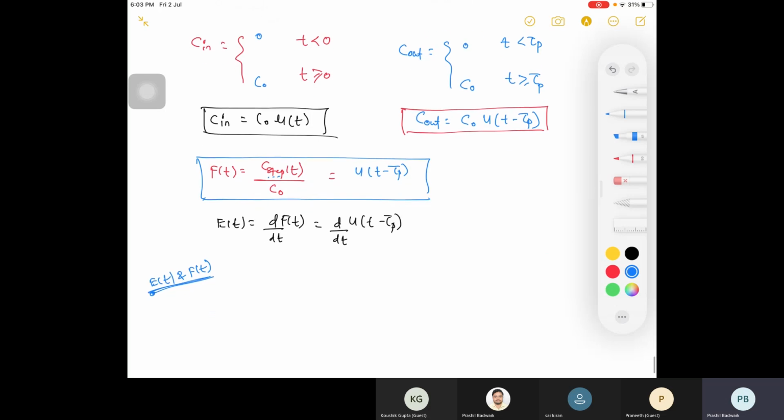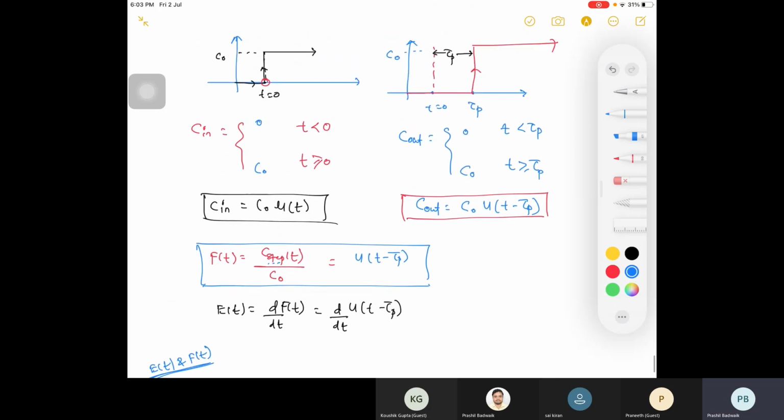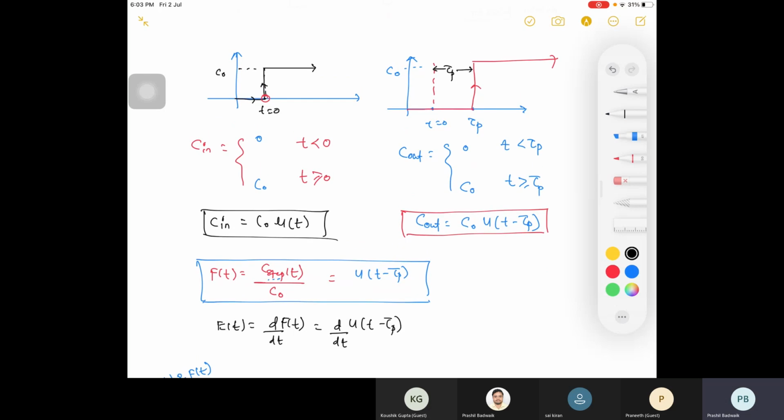Okay. Then you know E of t. Okay, so this is your C curve. Okay, by the way, which one is your C curve?